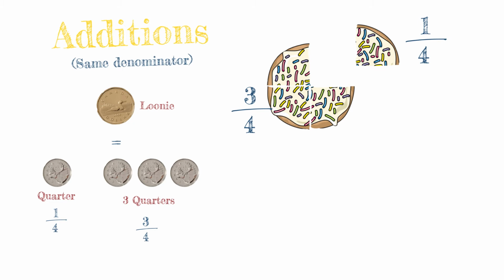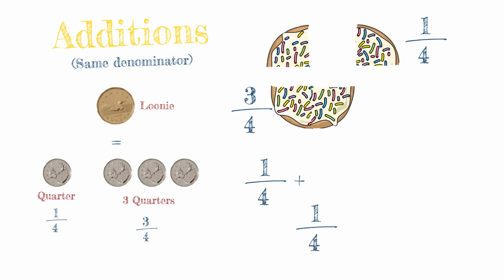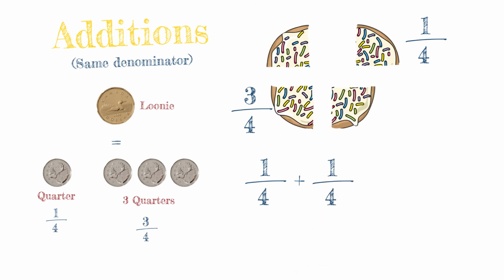Now 3/4 is the same as one part, so 1/4, plus a second part, another quarter, and a last one. So those 3 parts equal 3/4. It's logic, isn't it? And this logic explains to us the rule of adding fractions sharing the same denominator.